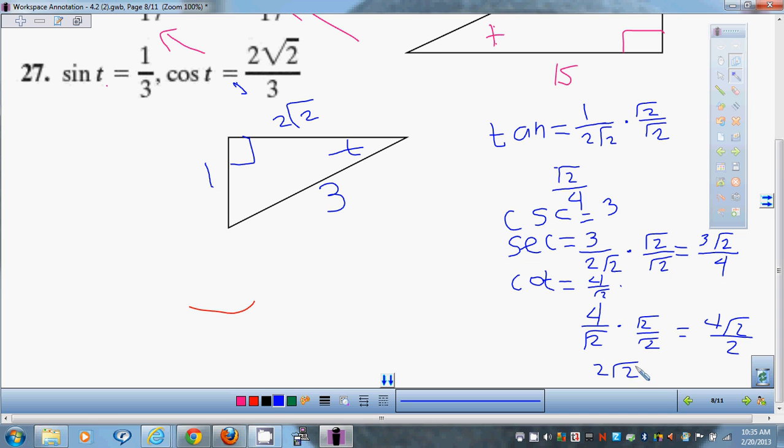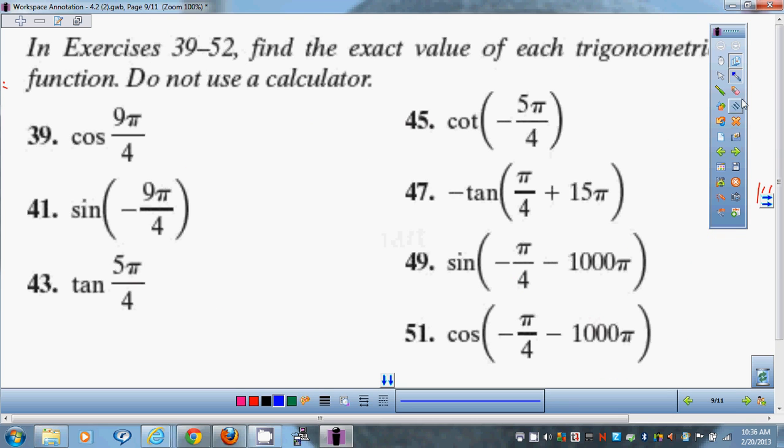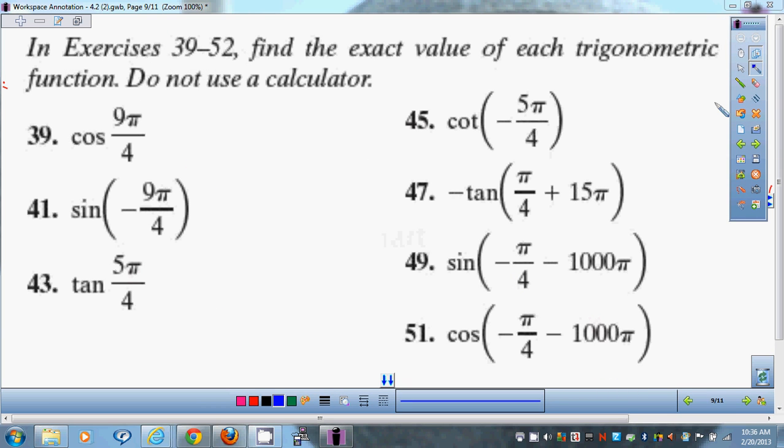No questions? All right, now, here's the thing. Oh, we already did 41. 39 and 41 are pretty much very similar. We already did 41, so 39 shouldn't be that hard. If we added 2 pi on 41, what do you think we have to do on 39? Subtract 2 pi. Very good.